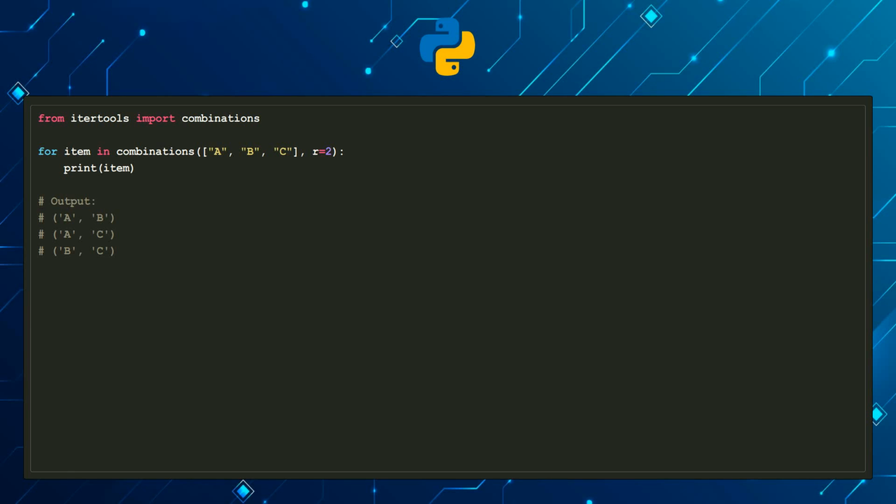In this case, we generate all pairwise combinations of the items in the list ABC. Each output is a unique pair, showcasing the power of combinations.